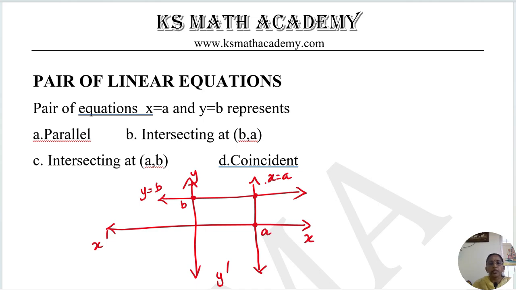Then what about this intersection? This is x is a and y is b. So intersection at a comma b is our answer.